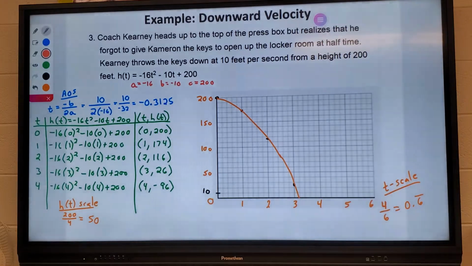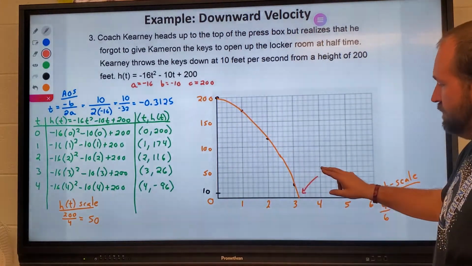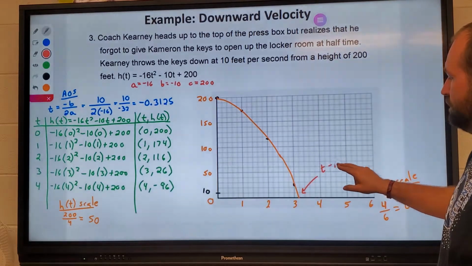Okay, once we have those things, we're going to then find and identify the three things that we need: the x-intercept, or the t-intercept here, the y-intercept, or again the h of t-intercept here, and then the maxima. Okay, so let's start with the t-intercept. The t-intercept is here. If you look right there, this is my t-intercept.